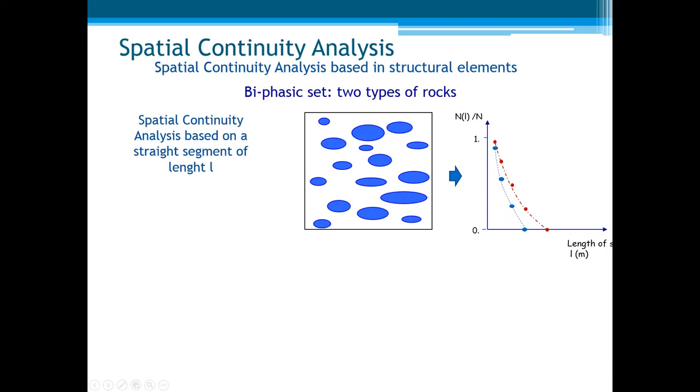We can use the straight segment to measure other spatial pattern properties. For example, if we turn it, we can measure similar functions of spatial continuity, but in other directions. We can measure how anisotropic the main structures of this image are. But we can also use other structural elements, like two points separated by a distance L, and we can use an identical exercise to the one we did with the segment, like, for example, here.